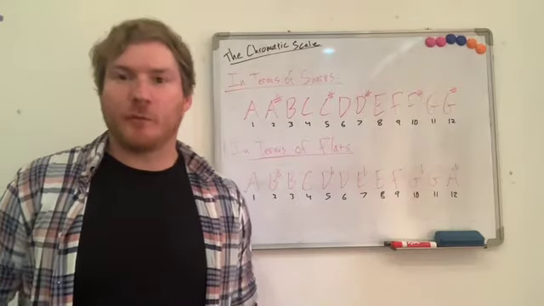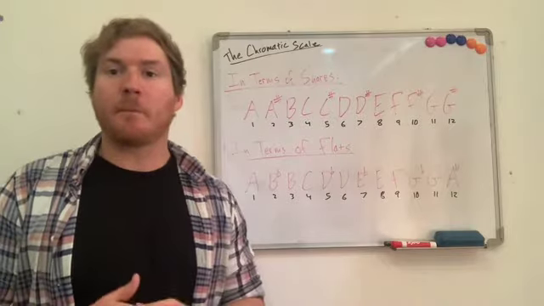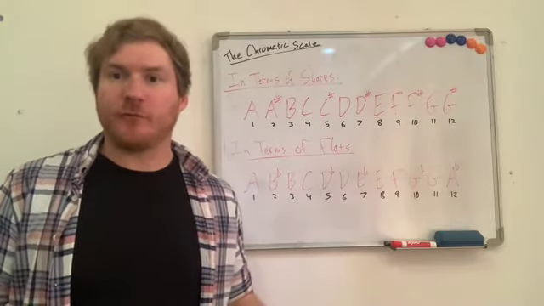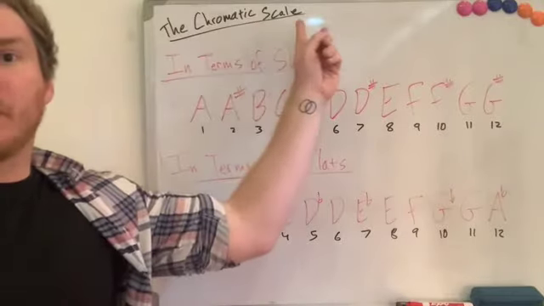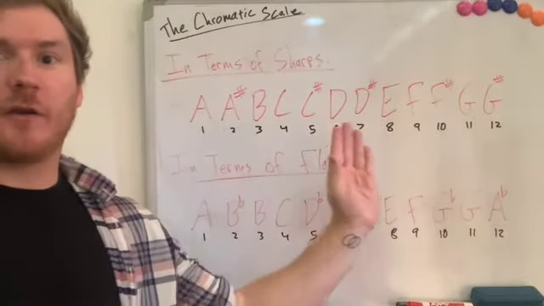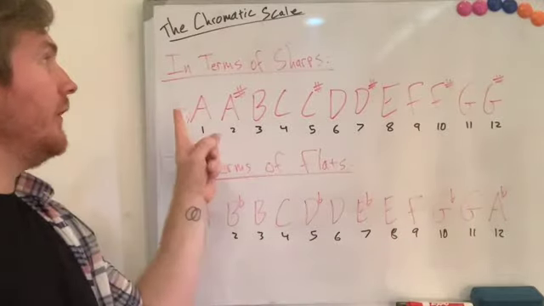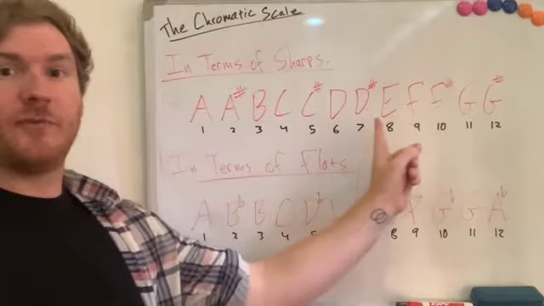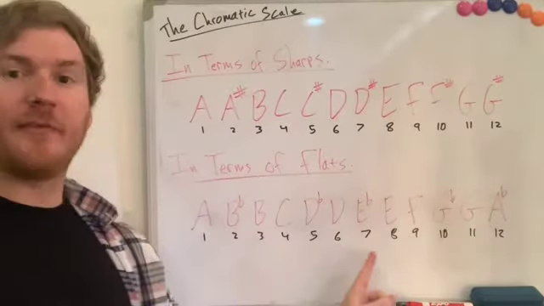So now that we've learned what sharps and flats and naturals are, we're going to learn the proper name for the 12 notes of music, and that is called the chromatic scale. So both of these are the chromatic scales. One speaking in terms of all naturals and sharps, one speaking in terms of all naturals and flats.